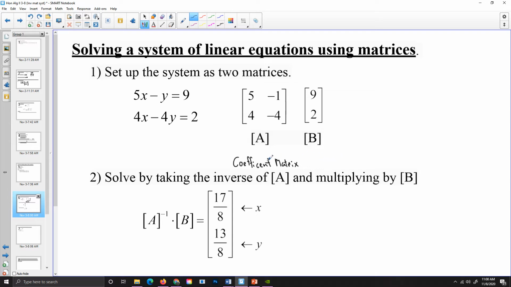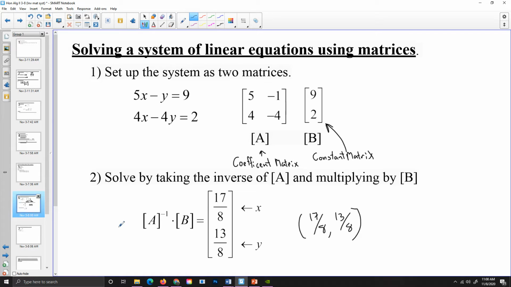This matrix here I'm going to call the coefficient matrix, and this one is going to be my constants matrix. That's going to be that one there. And so I can solve this very quickly by taking the inverse of A and multiplying by B. So A inverse B is going to give us the x and the y value. If we're just solving the system of equations, we're going to write that as an ordered pair. So it's going to be 17 over 8 comma 13 over 8. That is going to be the solution.